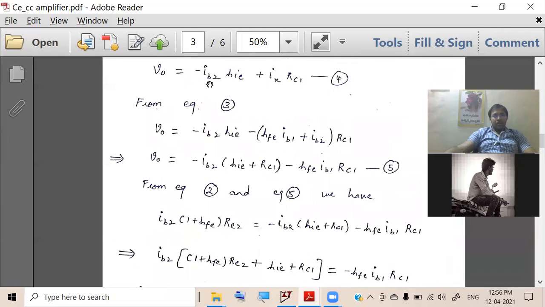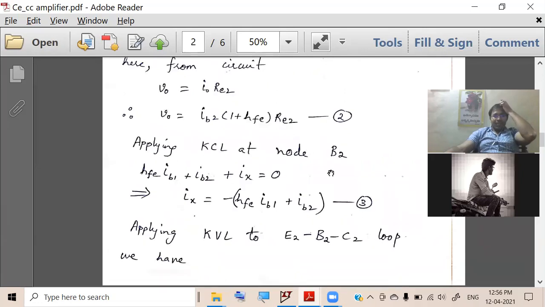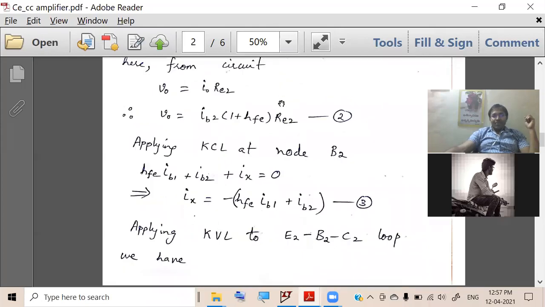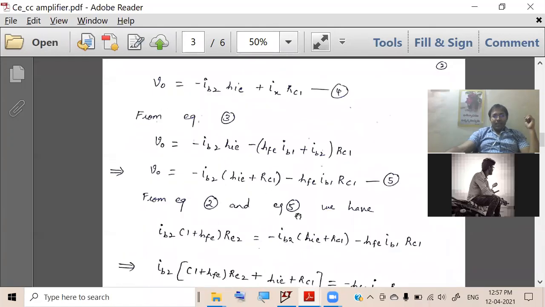So V0 is minus IB2 into HIE plus IX into RC1. Okay, right? Next, here equation 3, already we found out IX. That IX, I said I want to eliminate IX, so that IX I should replace. I will just replace it in the equation which I got just now. So now that IX which I got earlier, I am replacing here.